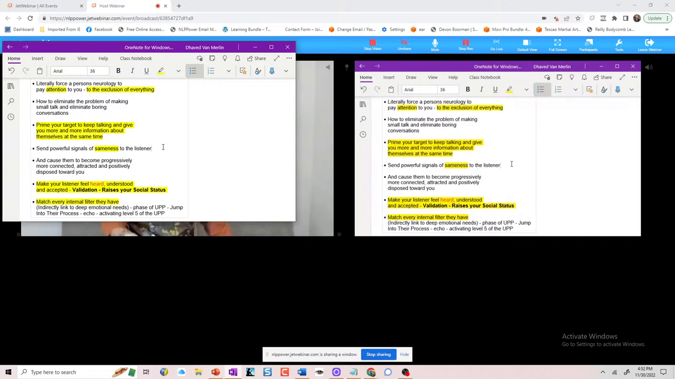Now, why did I want to do that? It's because they needed to be on the same page. They needed to want to help each other, right? And one of the things that happens is when you bond with somebody like that, their biggest fear is losing the connection they're feeling with you. And so what I'm saying is this causes them to become progressively more connected and attracted and positively disposed towards you. The longer you do it, the deeper they go. And they've never felt that so quickly, and they want to hold on to it, okay?